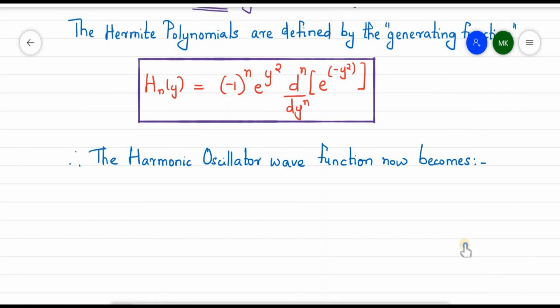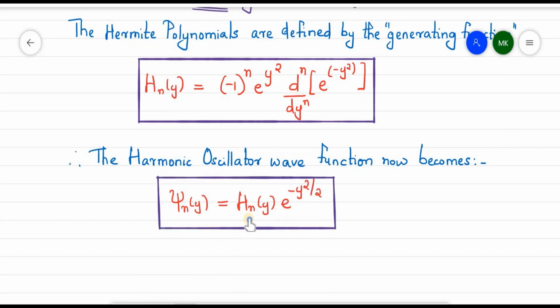Therefore, the harmonic oscillator wave function now becomes xi n of y equals Hn of y e raised to minus y square by 2, where Hn of y is known as the Harmonic polynomial, and its value is given by minus 1 raised to n e raised to y square d raised to n by dy raised to n of e raised to minus y square. So this is the eigen function of one-dimensional harmonic oscillator.